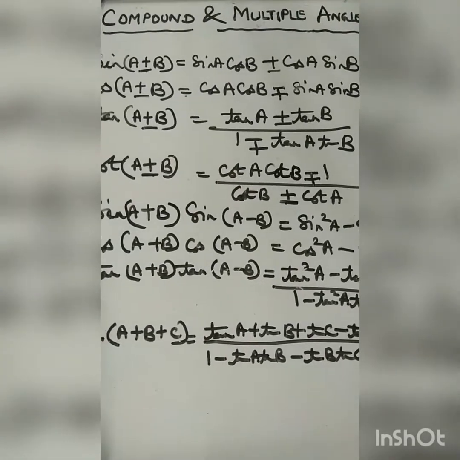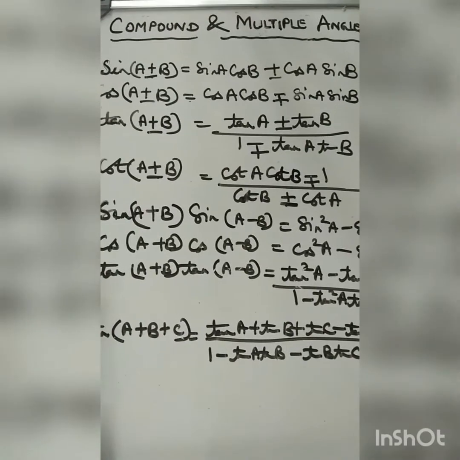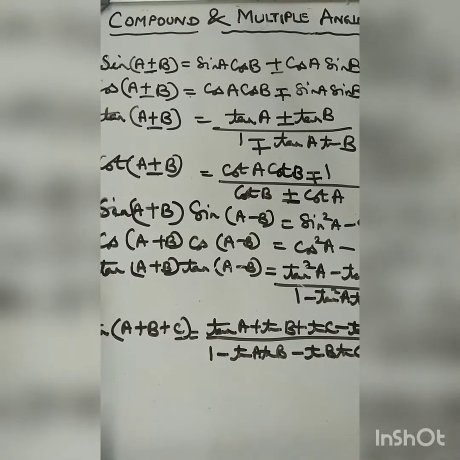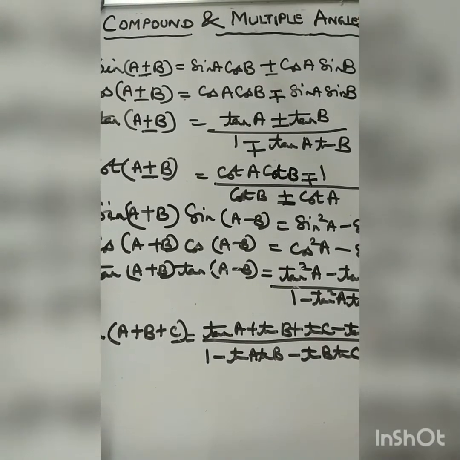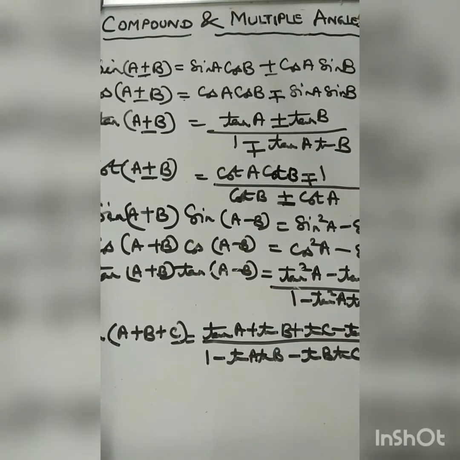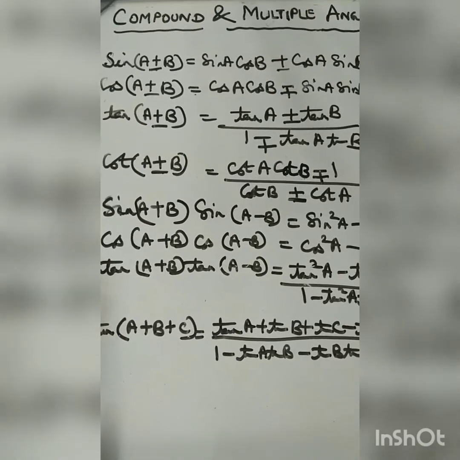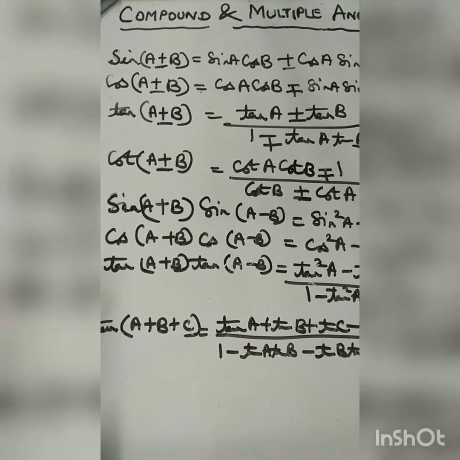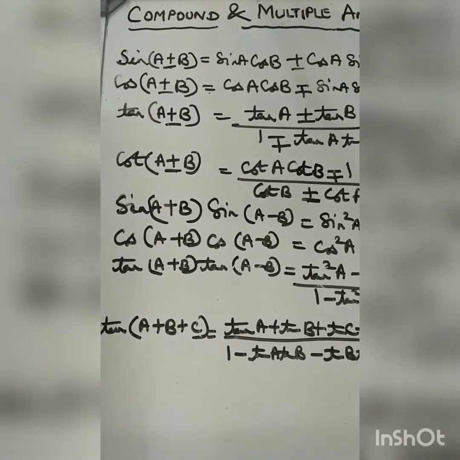Now in this chapter, as the name suggests, compound and multiple angles. Compound means a plus b, a minus b, and multiple is twice a, twice b, that is double angle, triple angle formulae. Now first exercise is based on compound angles. So there are these many formulae which I have already written for you. I'll explain you one by one.